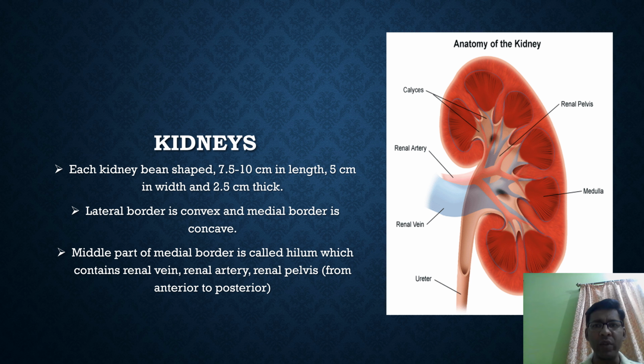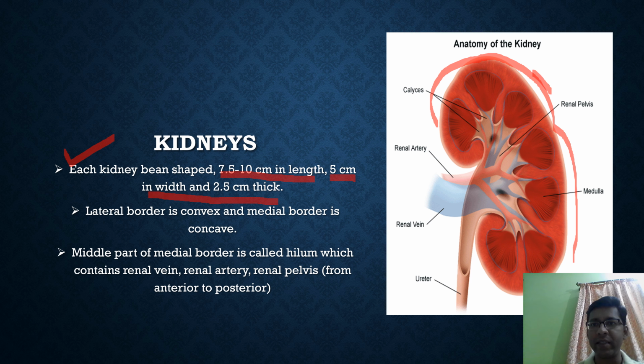So first, coming to the main organ, that is the kidney. What is the kidney, how does it look, what are its curvatures and structures, we will study in this slide. First thing is, each kidney is bean shaped, as you can see in this picture, and it is 7.5 to 10 centimeter in length, 5 centimeter in width and 2.5 centimeter thick. So length, width and thickness.